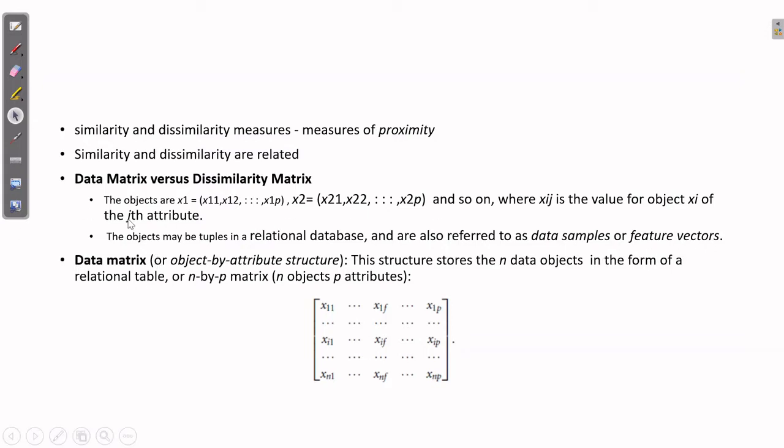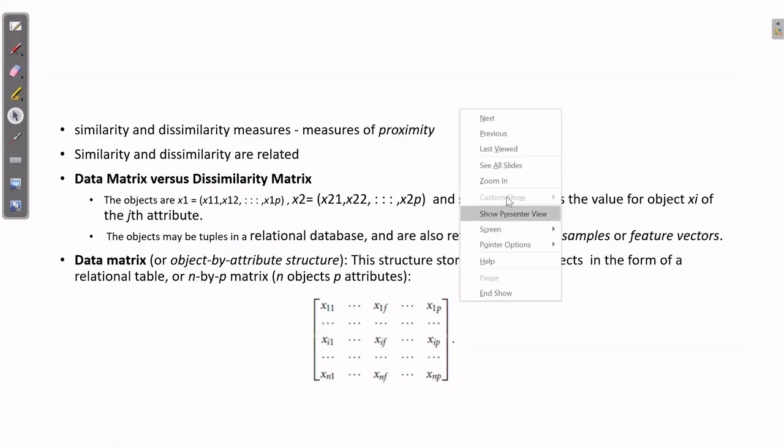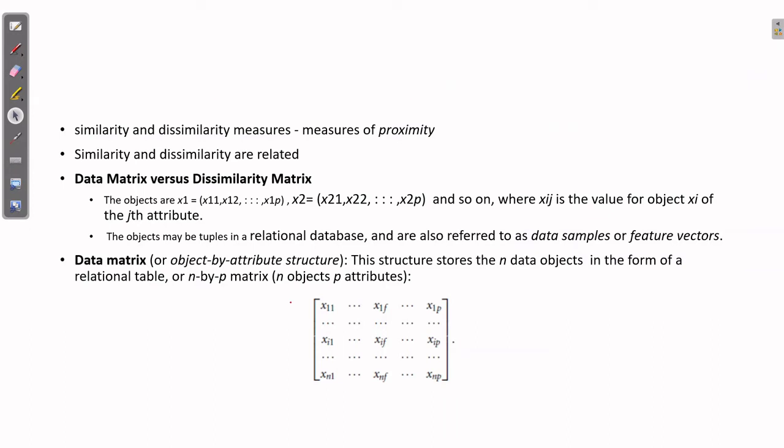Now, what do you mean by a data matrix? A data matrix is actually an object by attribute structure. For each of the objects, we said there are p features. So x11 up to x1p correspond to the object x1. We can just write this down for clarity. This is the set of values corresponding to x1. Similarly for xi up to xn. There are n objects, 1 to n, and for each of these we use a p-dimensional feature vector.